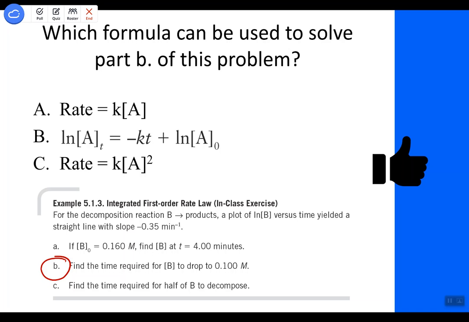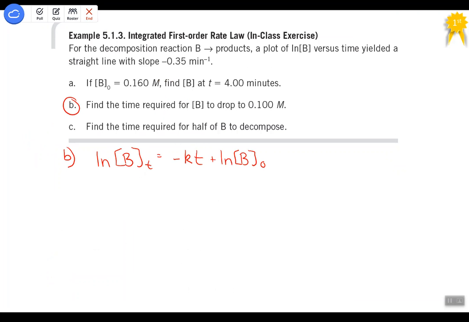And 3, 2, and 1. Who says A, we should use the top equation? Who says B? Who says C? And that is correct. Definitely the integrated first order rate law. I didn't trip many people up. That's a first order rate law, but it's not an integrated one. It doesn't have time as part of this equation. So we want to use B.